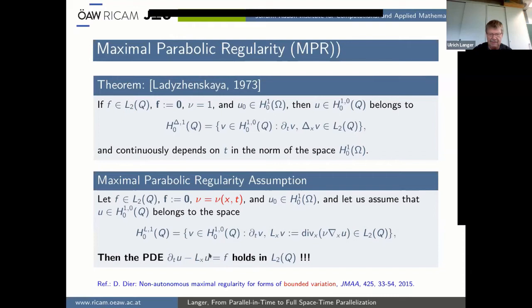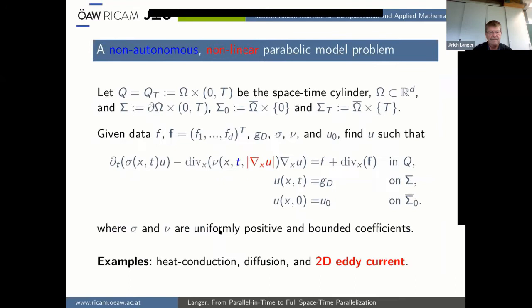And if you want to construct a stabilized scheme, then you must have this as a starting point. So we did this for this setting, but now I come back to the setting that has this distribution on the right-hand side. Of course, then you will not have maximal parabolic regularity.